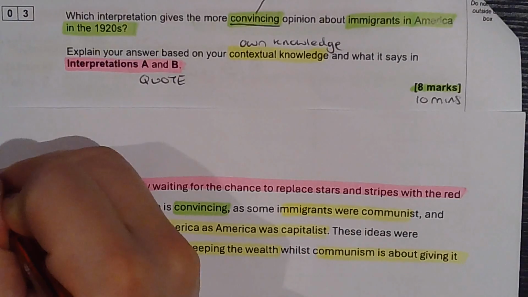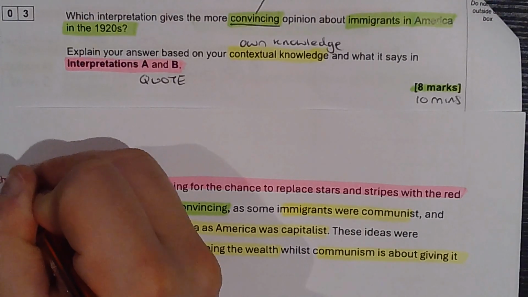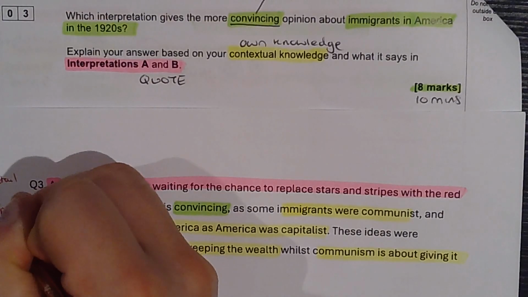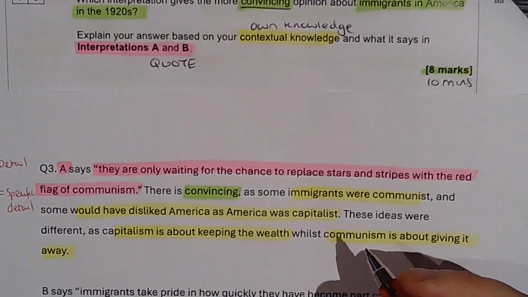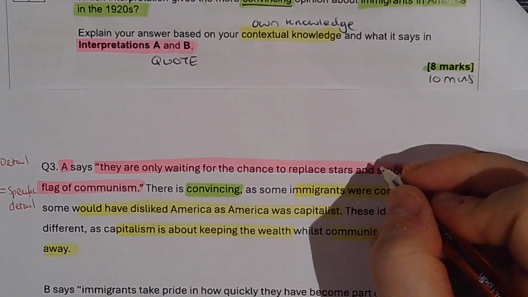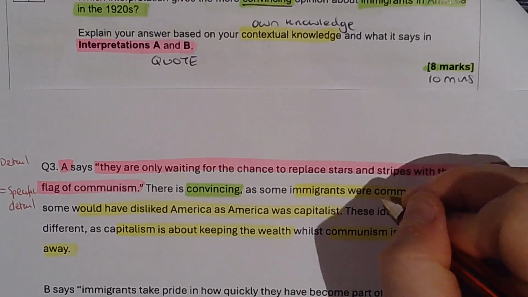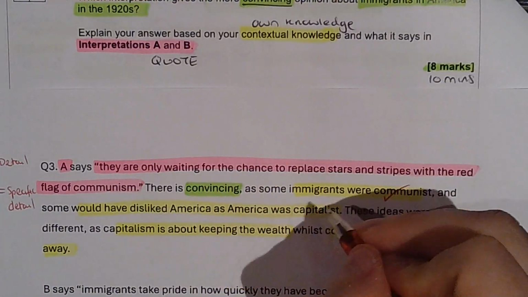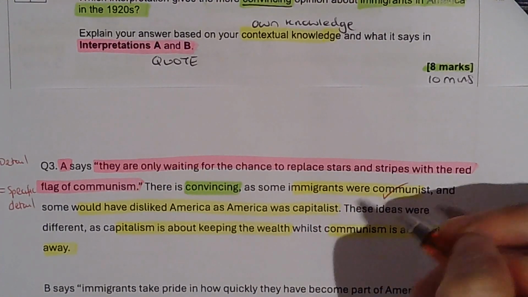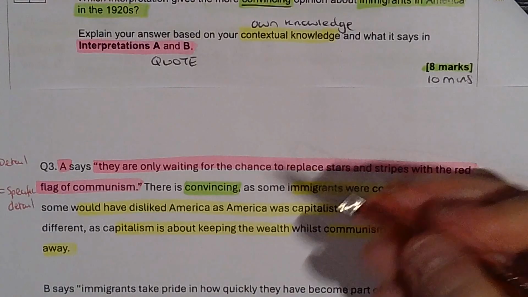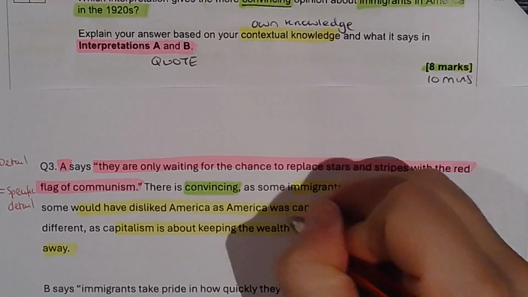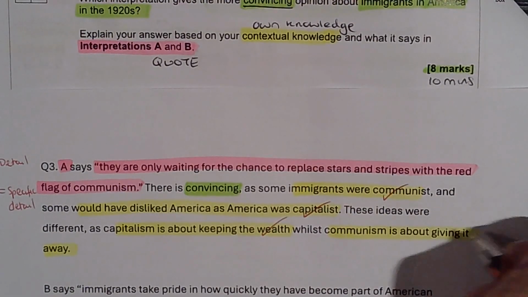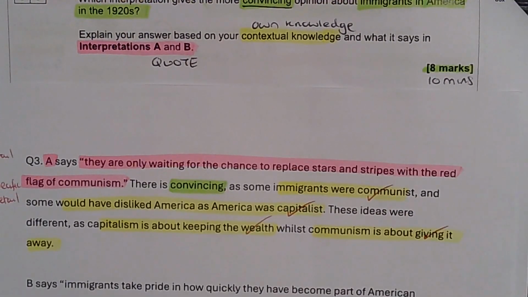So 1 tick is detail, 2 tick is specific detail. For example, I've got immigrants were communist. Well, it says some immigrants were communist, so that's detail. To take that further, I need to say what type of immigrants, do we have an example of that? And some, whereas America was capitalist. Capitalism is about keeping the wealth, communism is about giving it away. So I've used detail there, I'm happy.